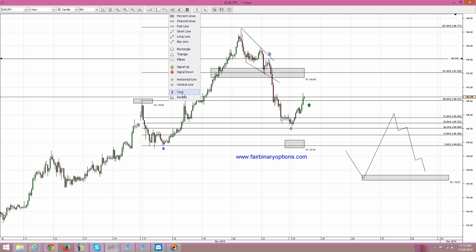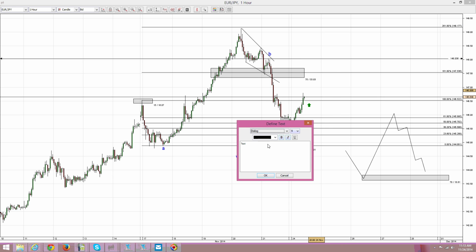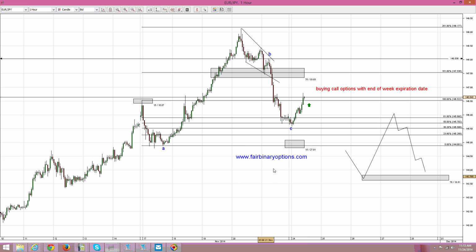So let's write on the screen that I am buying call options with end of week expiration date on the euro and the Japanese yen, with, of course, the analysis that this is actually a flat that ended with the impulsive move into this level here on Friday. We should take the highs now.